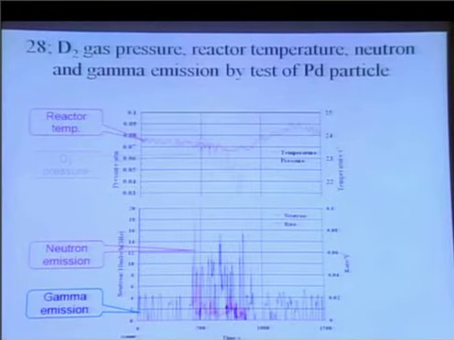This shows a test of palladium particles that were supplied with D2 gas under the same conditions. Temperature appeared stable at a glance because it was measured on the surface of the reactor. In this case, the measuring response was so slow. The gas pressure was changed by absorption by the palladium, although it had been kept at a constant pressure. We can see very strong neutron generation and gamma emission here.